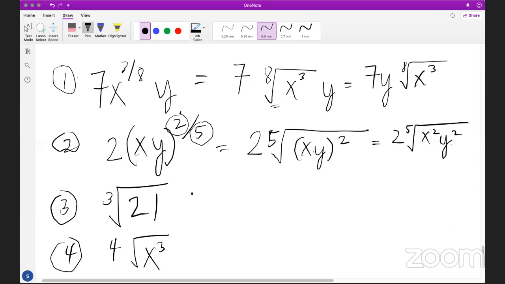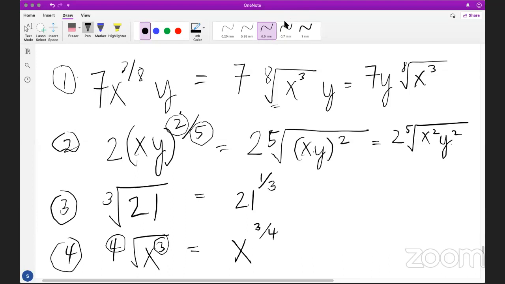How about this one? Sorry, there were no instructions. Just convert it to the other form. So this one is just 21 raised to 1 over 3. How about the last one? X raised to 3, this is the numerator, over the root, which is 4. My writing turned out ugly, but this should have been 4th root. Okay?